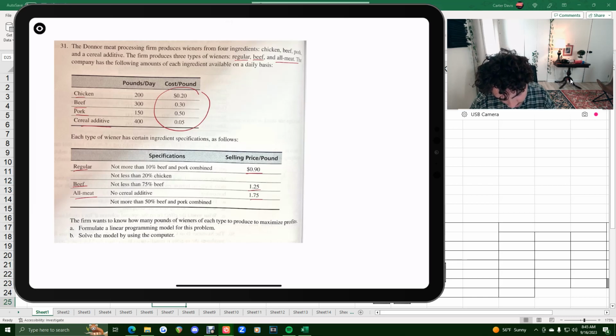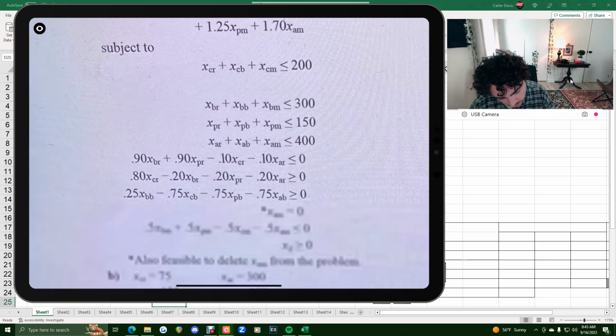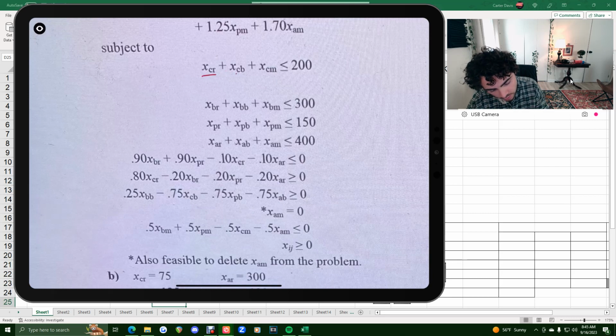So first I'm going to talk about the specifications, because that was the hardest for me to understand. I still don't understand it, but I do have a method of setting up the inequality, so I will talk through that now. It's important to know, just glancing at the answer choices, notice XCR, XCB, XCM.